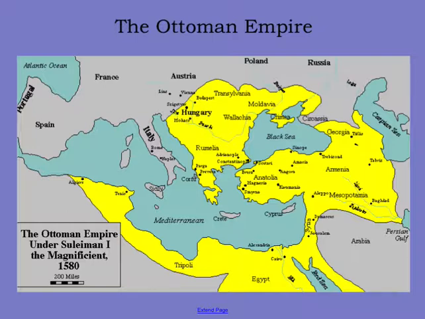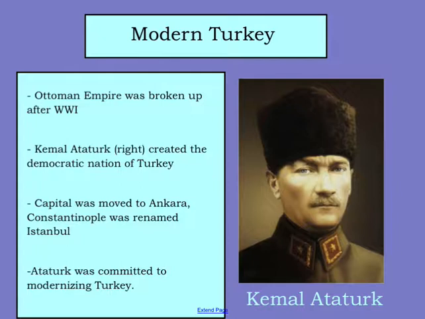After World War I, military officers took control of the government. A war hero, Mustafa Kemal, also known as Kemal Ataturk, or the father of the Turks, created a democratic nation of Turkey and moved the capital to Ankara. On this slide, we see a picture of Kemal Ataturk, the father of the Turks.